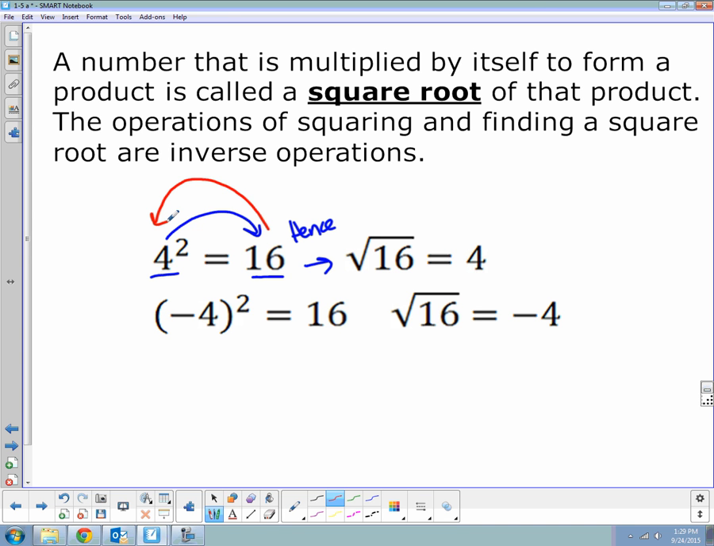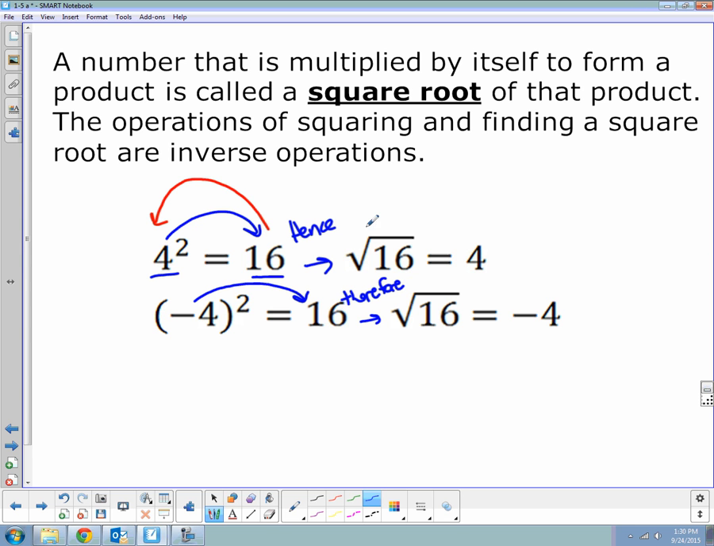The problem comes up when you look at the next one. Negative 4 times negative 4 is also 16. Therefore, the square root of 16 also equals negative 4. If that doesn't make you stop and go, it should. The square root of 16 has two different answers.